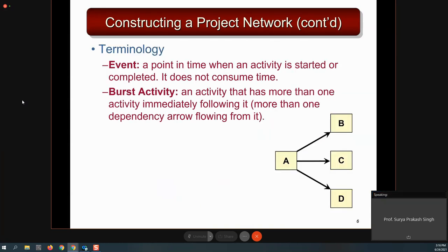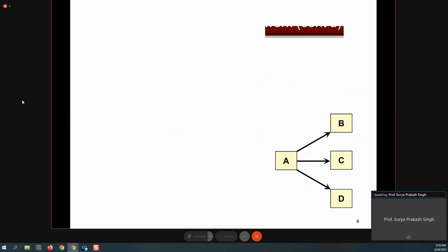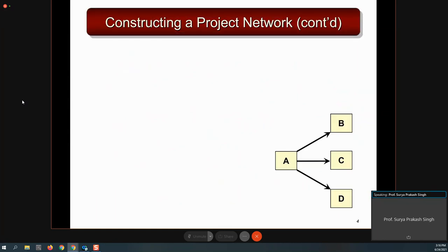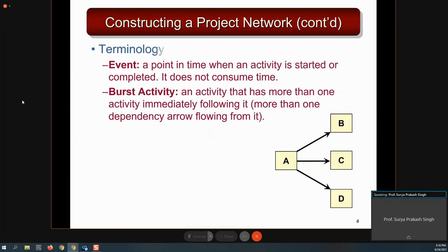Okay. So here it's a burst activity. In the previous slide we saw a merge activity. Similarly, there is a situation of burst activity. Burst activity means that more than one activity depends on one activity, like A is responsible for the start of B, C, and D. If we do not finish activity A, what will happen? You cannot start B, you cannot start C, you cannot start D. So that is the meaning of burst activity.